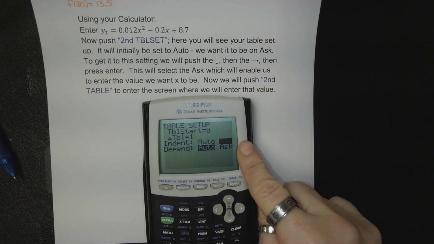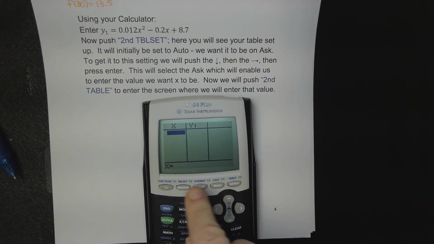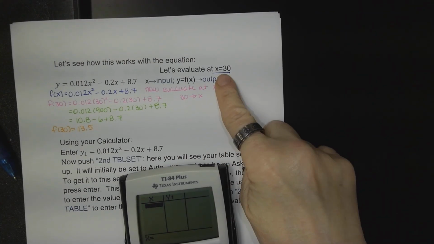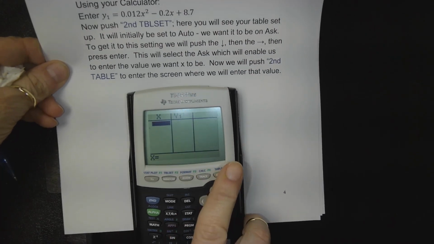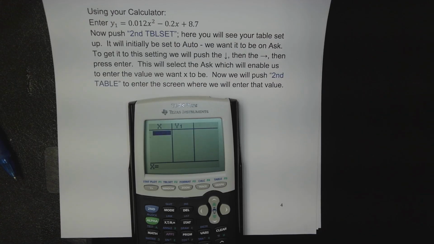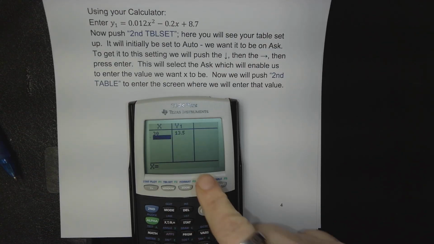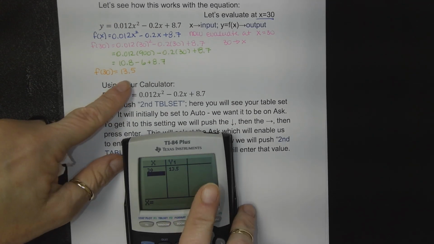Okay? So once it is at ask, now when we go into our second table, it's going to say x equals. And then we can tell it that we want it to be 30, because remember up here, we wanted our x to be 30. So that's why we're going to enter 30 here. And then we hit enter. And it should give us the exact same amount that we got up here.